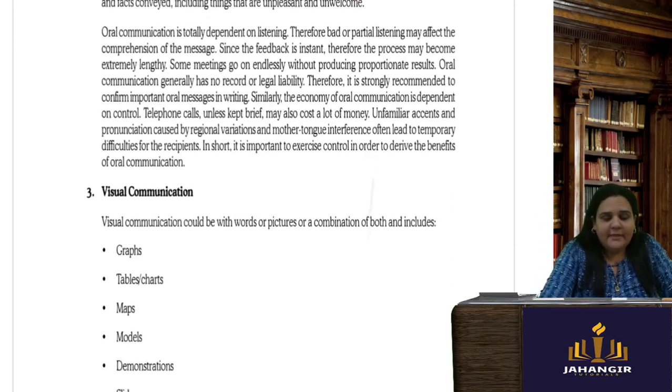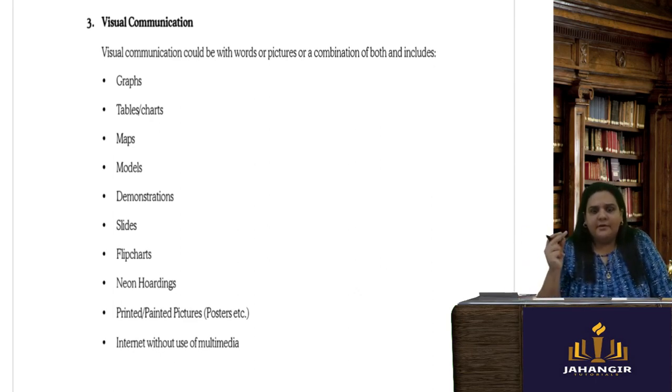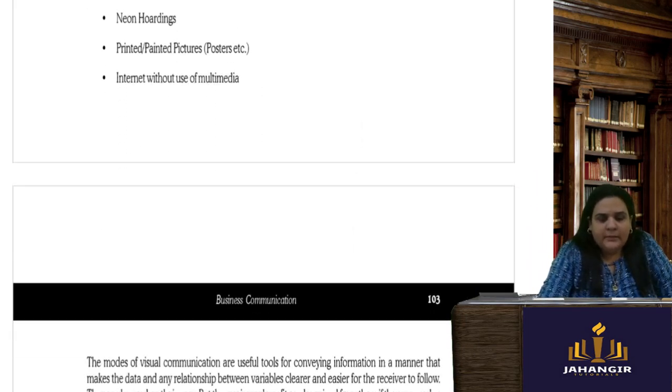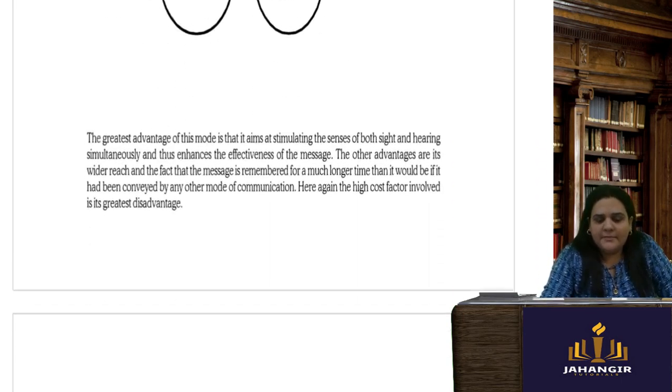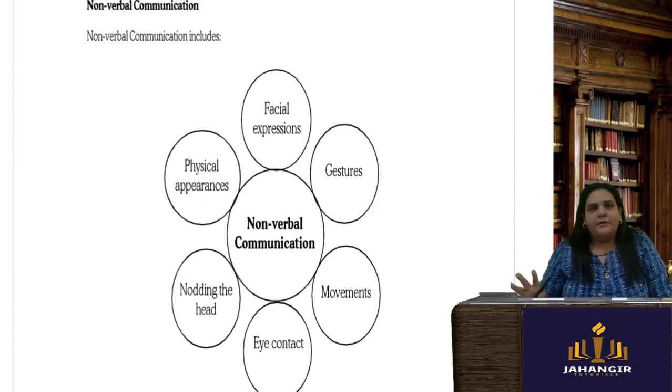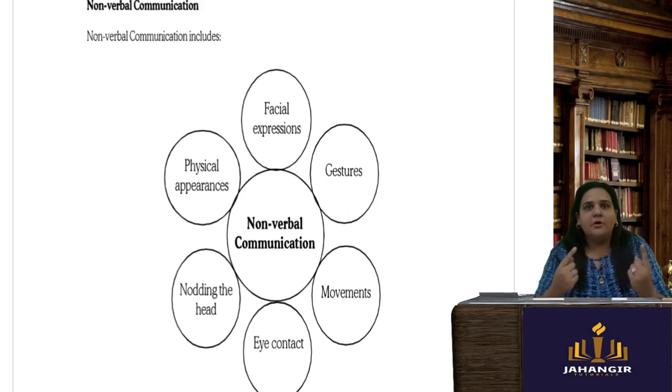All right. Then we have visual communication. In visual communication, we can have graphs, tables, maps, demonstrations, charts, and audio visual communication: television, the biggest example, cinema, internet with multimedia, all our reels and Facebook videos, video conferencing, presentation using electronic visual aids or electronic presentations. And non-verbal communication. In non-verbal, you have your facial expressions, gestures, movements, eye contact, nodding of the head, physical appearances, all are non-verbal communication.